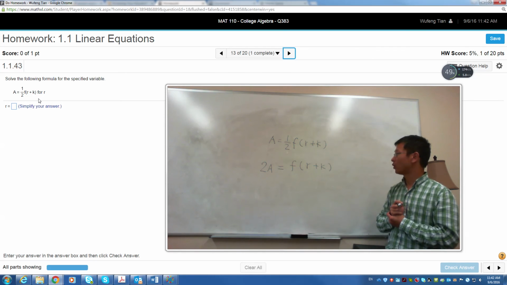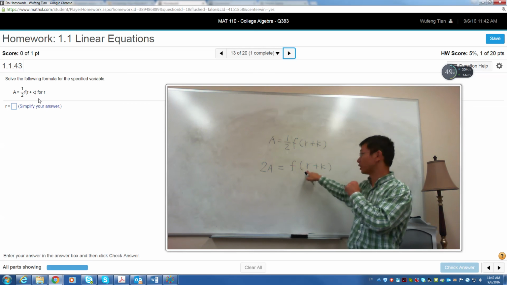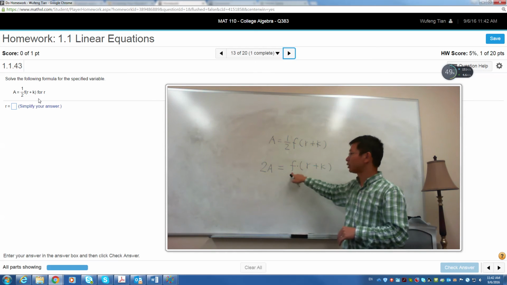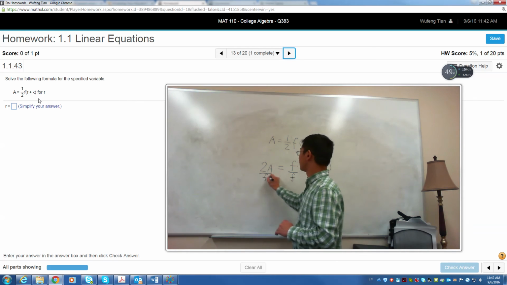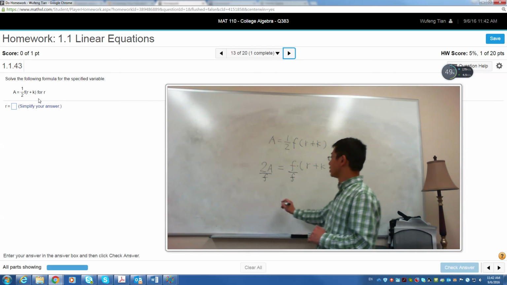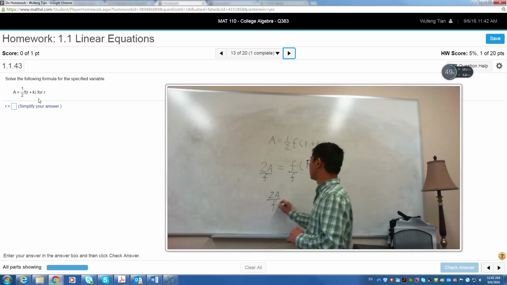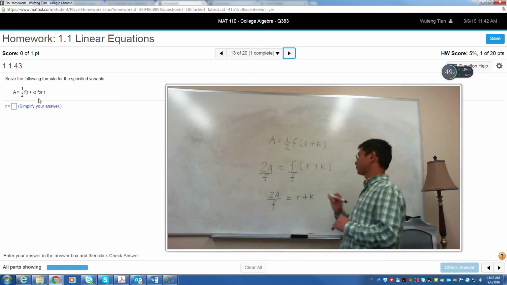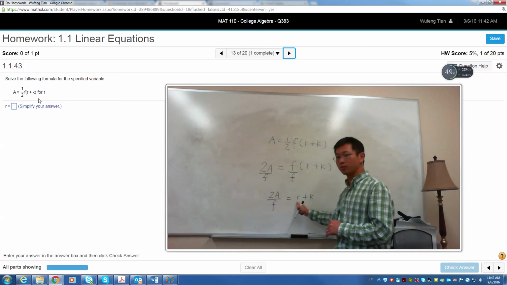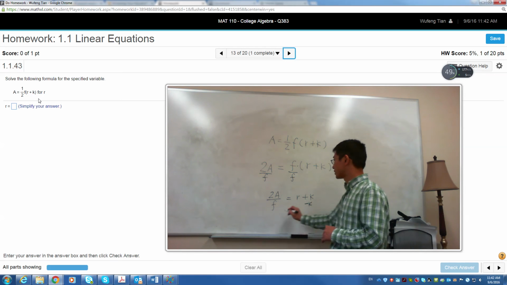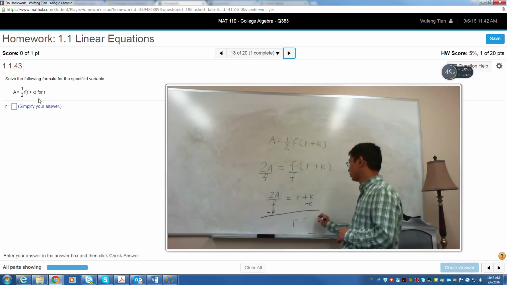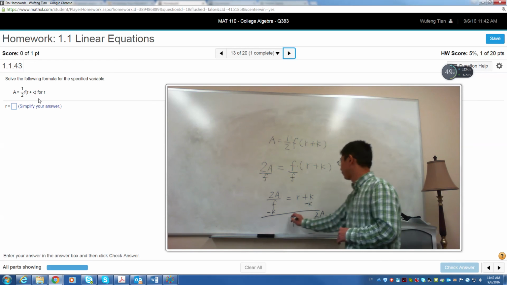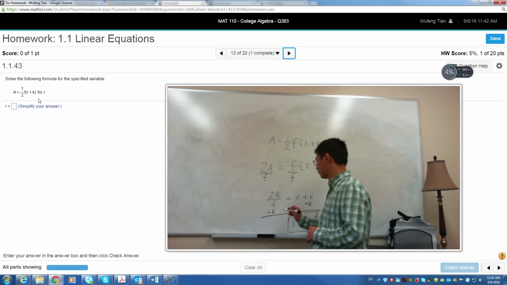Now, I need to get rid of the f, because I want r to be isolated. If I want to get rid of the f, I just divide both sides by f. So put an f here, and an f here. And the f goes away, it's just 1. So I'm going to have 2a over f equals r plus k. Then I continue to isolate r: subtract k from both sides, subtract k from here too. So finally, r equals 2a over f minus k. So that's how you solve for r.